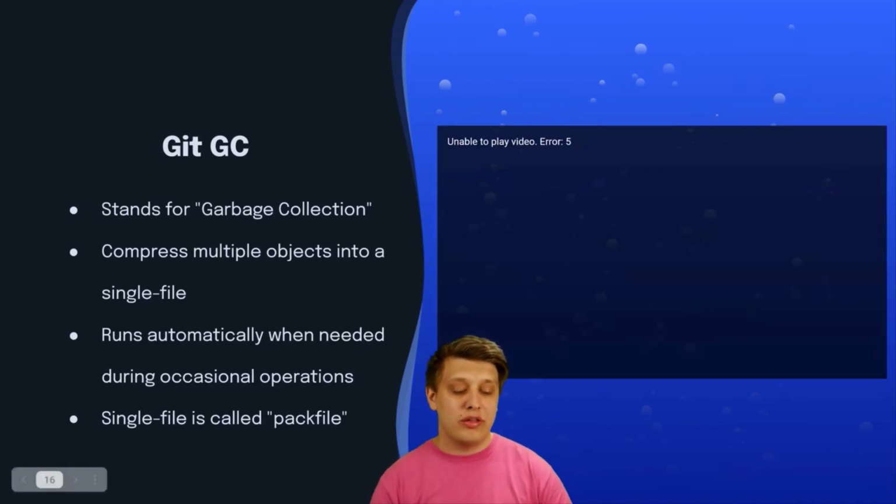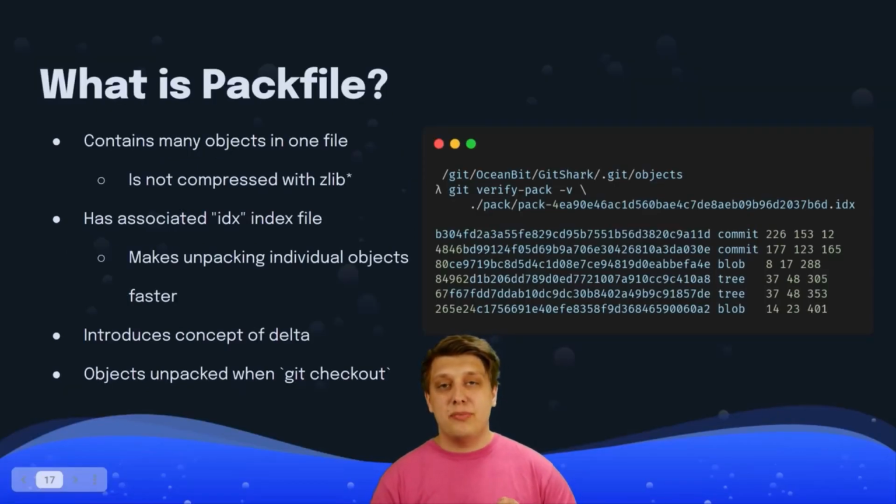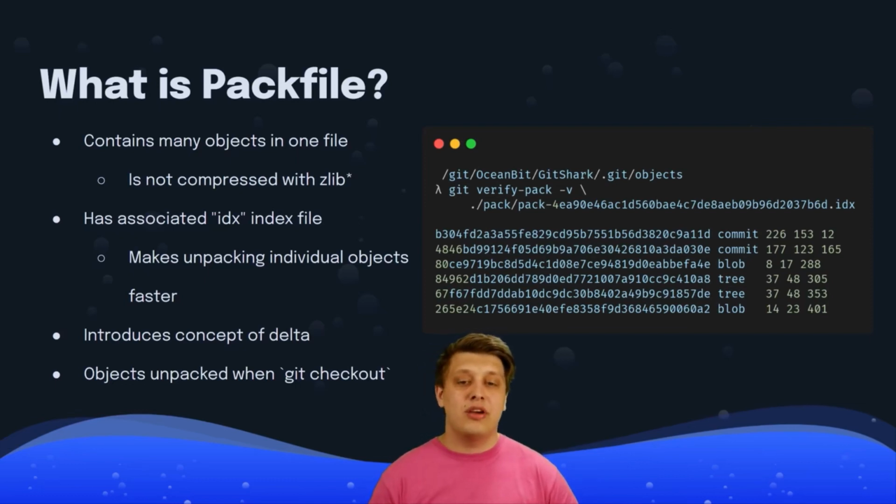What really are they? A pack file contains many objects within one file. While the pack file itself is not compressed with zlib, remember that the objects stored inside are still compressed with zlib. While the pack file has a .pack extension, there's also a complementary index file which has the .idx extension, and this index file simply makes unpacking individual objects much faster from the pack file. So when you need to pull out blobs using git checkout, it's a lot faster.